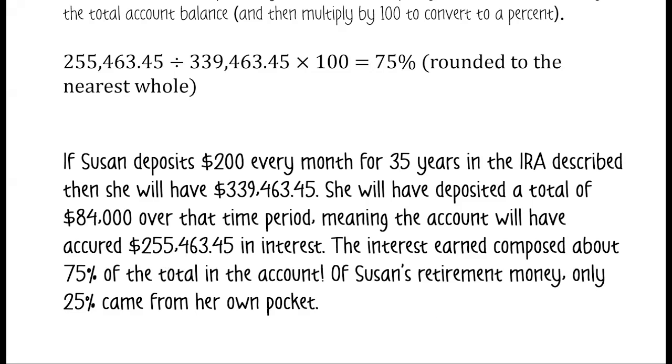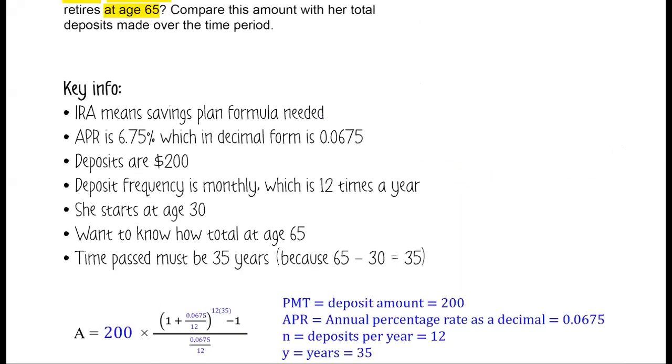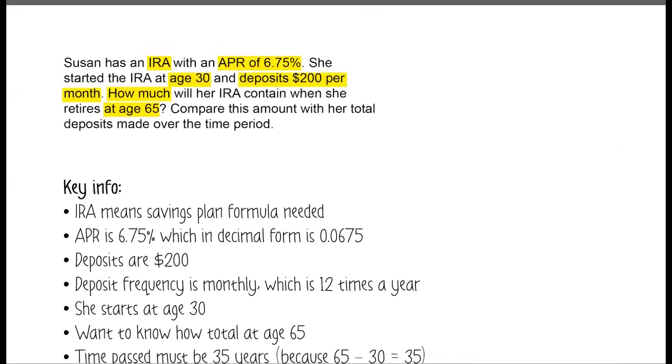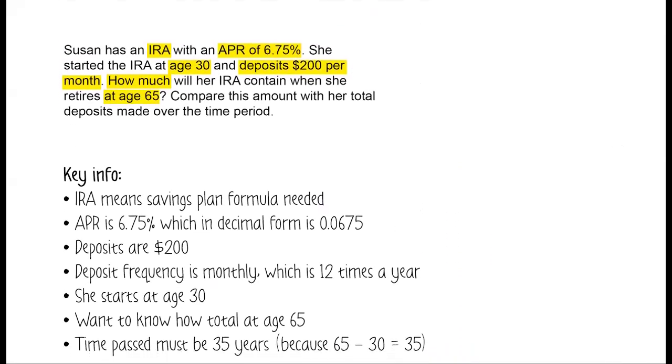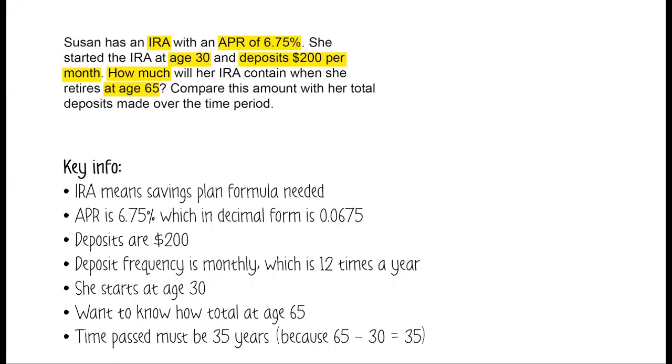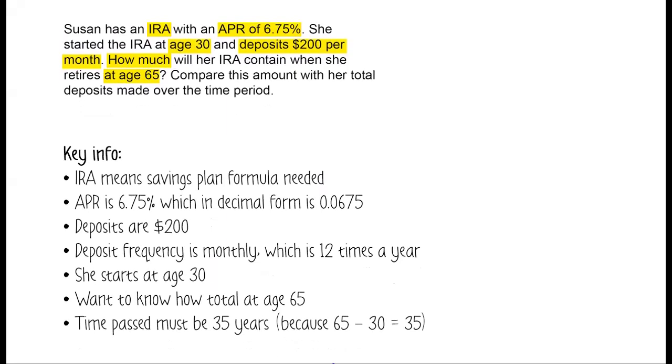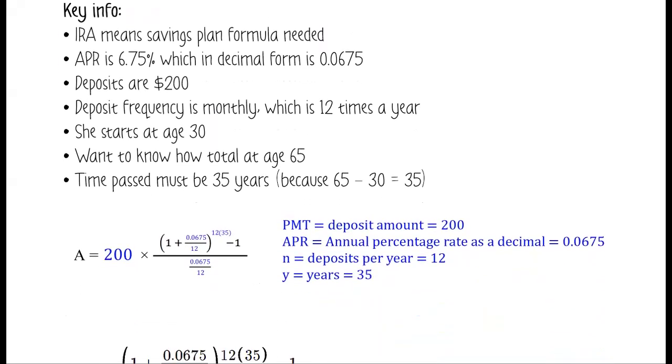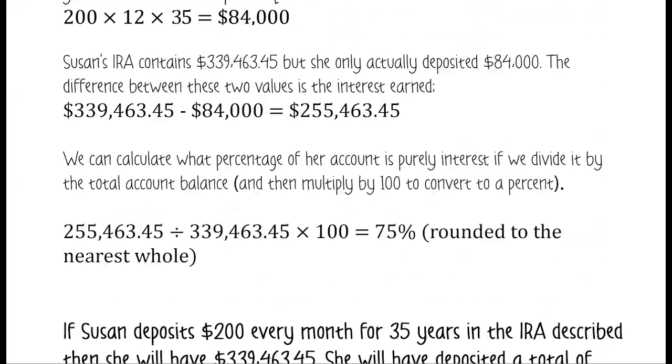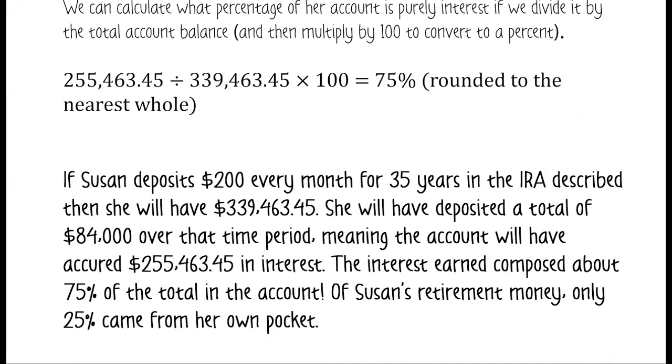So we have done everything now. I can double check or triple check that question to make sure I've done it all. I used all the right numbers. I did IRA, which is a savings account. I figured out how much would be in the savings account. I then compared this to her total deposits. And then I put everything in a nice, neat sentence, or a couple sentences, and we're all done.